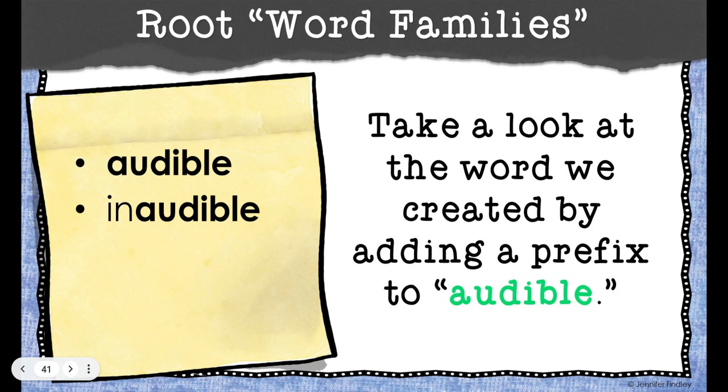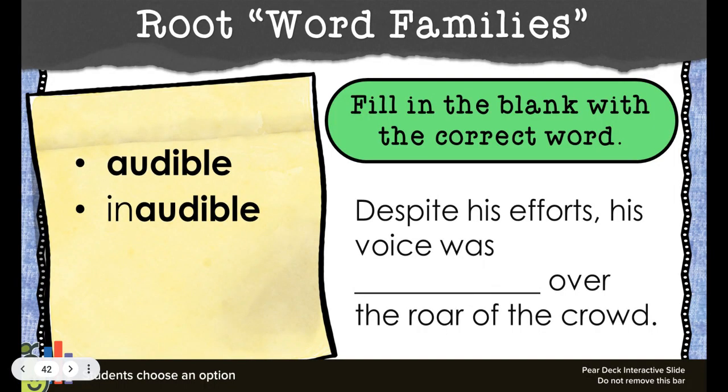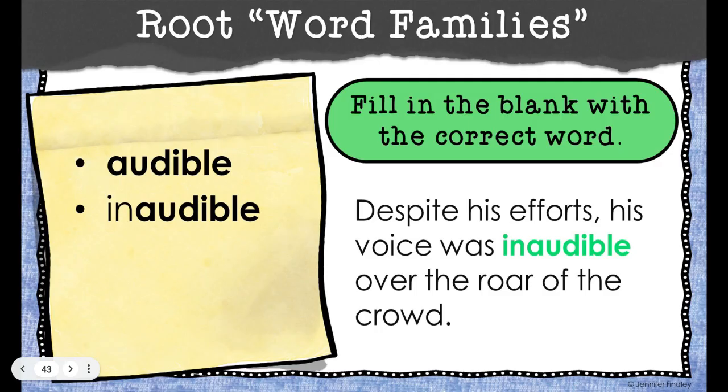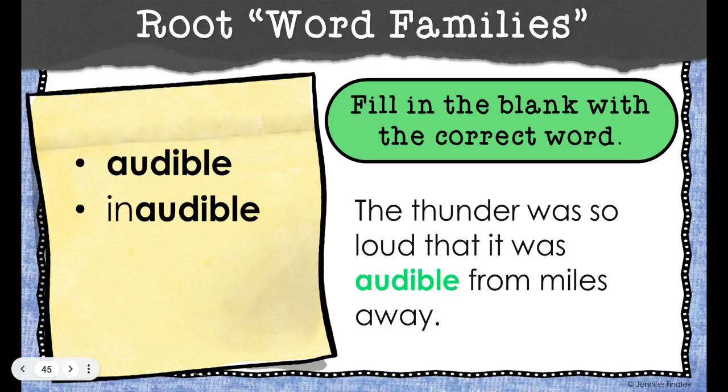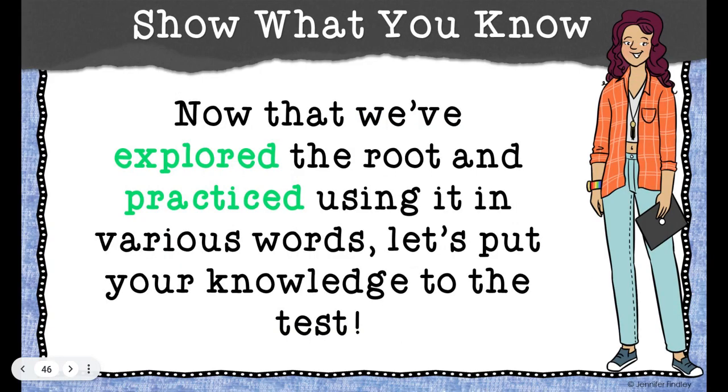Let's look at some more examples. Audible, we've also got inaudible, right? We talked about how in means not. So despite his efforts, his voice was audible or inaudible over the roar of the crowd. So the crowd's being really loud. It's probably inaudible. We couldn't hear his voice, even though he tried. The thunder was so loud that it was audible from miles away. You could hear it from miles away.